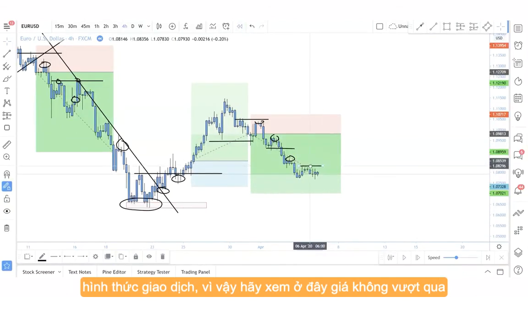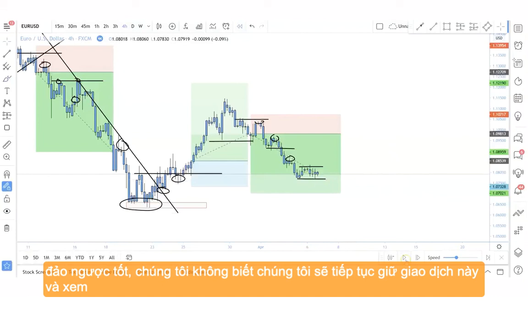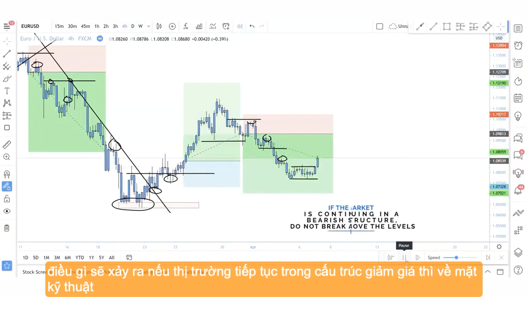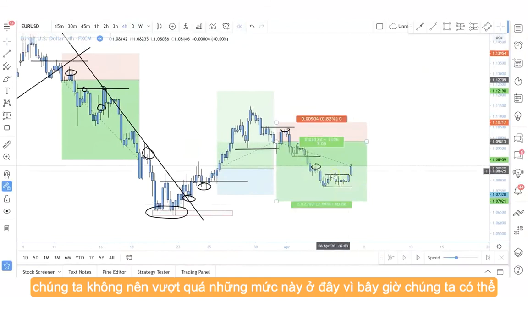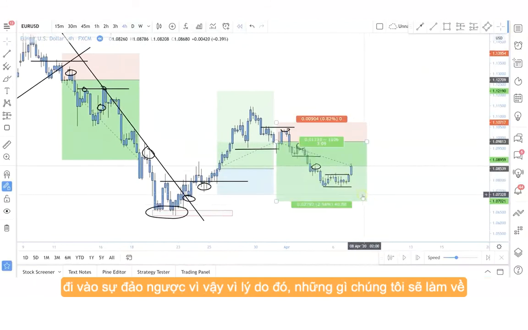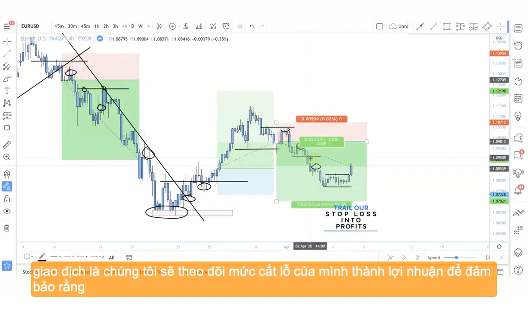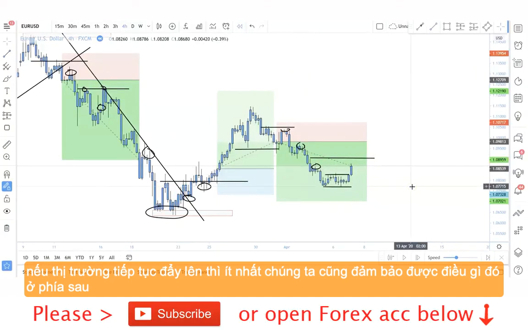So take a look here. Price is failing to break above this structure, and it's failing to break below this structure. Are we entering a reversal? Well, we don't know. We're going to continue to hold this trade and see what happens. If the market is continuing in a bearish structure, then technically we should not be breaking above these levels here, because now we could be entering the reversal. So for that reason, what we're going to do in terms of our trade is we're just going to trail our stop loss into profits to make sure that if the market continues to push up, then at least we secure something in the bag.